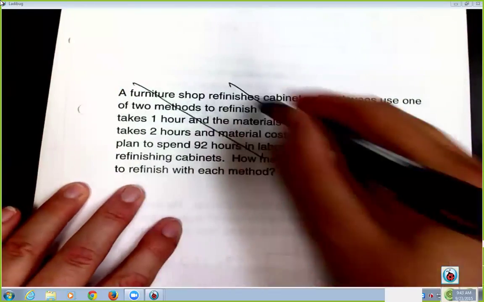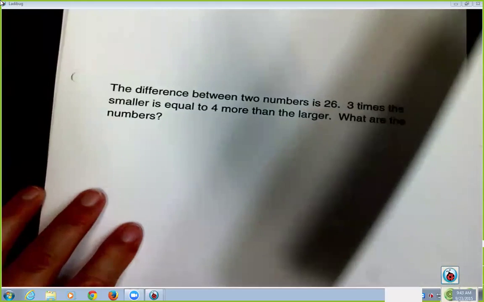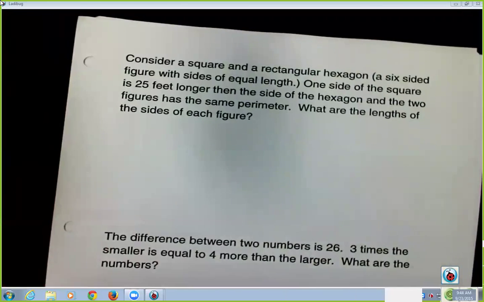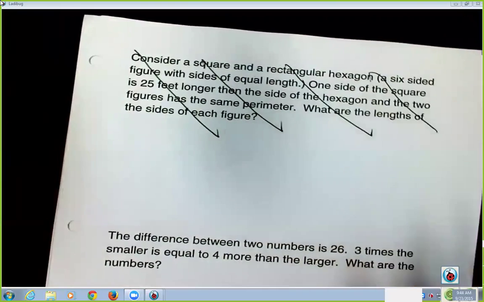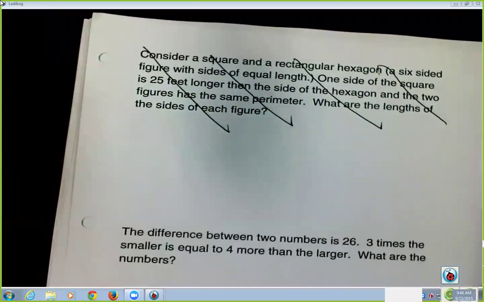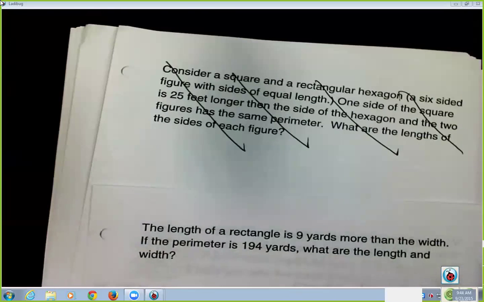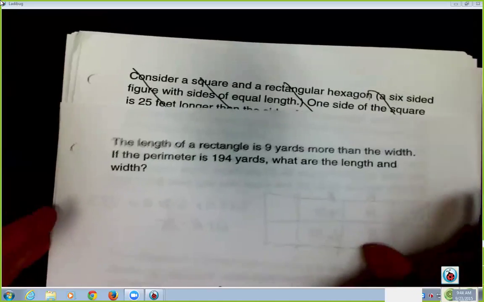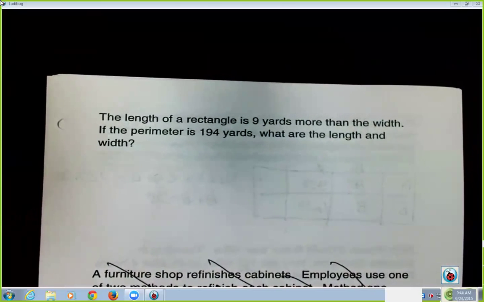And then cross off the furniture shop one. We don't do those anymore, so that one we can get rid of. They won't even show up in your homework. This one too, you can get rid of the hexagonal square, and that just leaves the length of a rectangle is 9 yards, and I think that one's not in there either. Is it? Okay, so let's do the rectangle length. These other furniture one and that other one I told you to cross off won't show up anywhere in your homework.